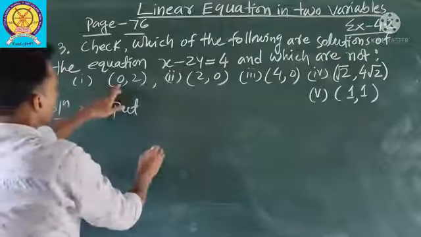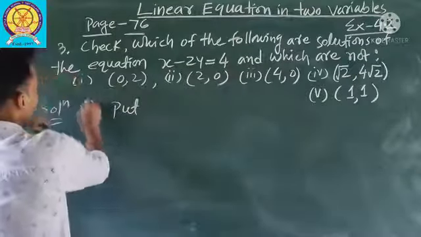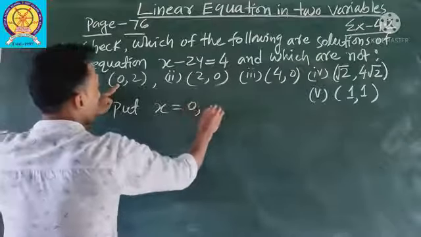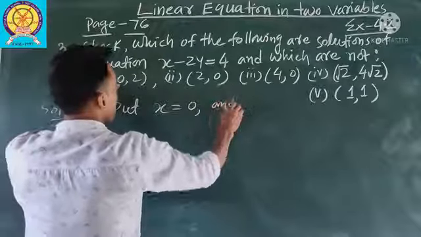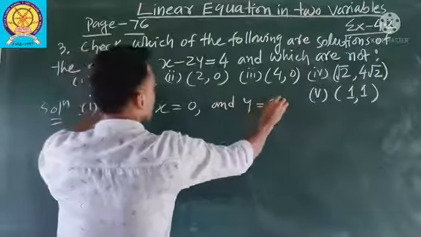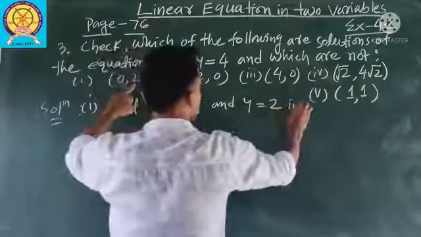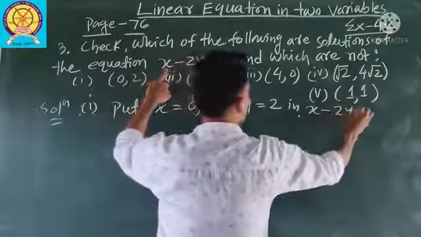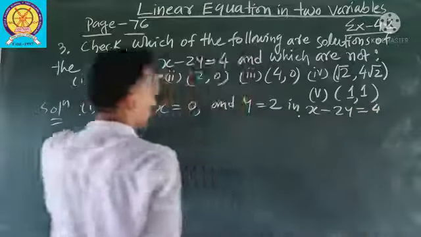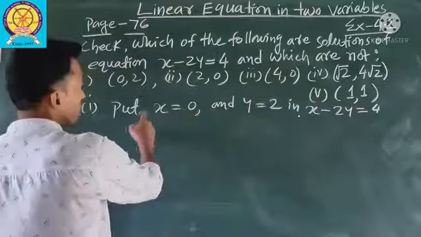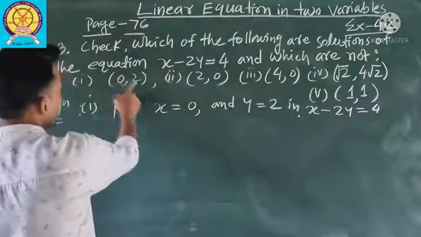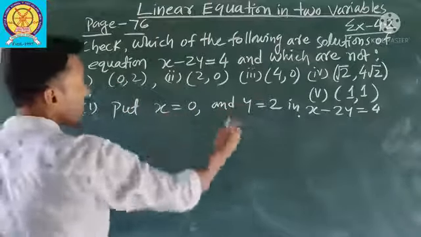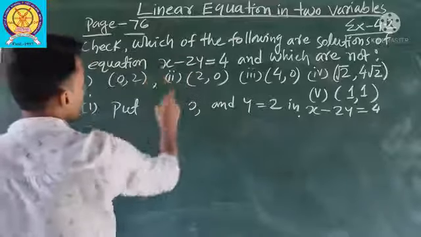We put the first given: x is 0 and y is 2 in x minus 2y = 4. In that equation you have to put, this is the x coordinate, that one is the y coordinate. So x is 0, y is 2, you have to put in this equation.